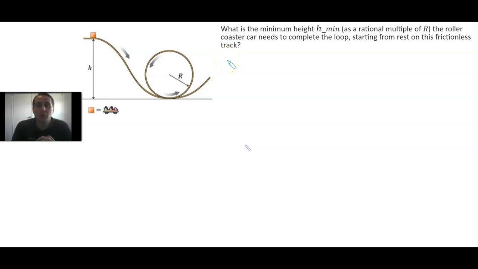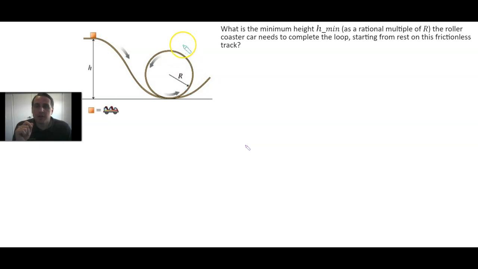Hello, and I would like to perform a calculation, which is a really interesting Physics 1 problem, calculus based, where we have to figure out what is the minimum height of a roller coaster car for its first hill in order for it to achieve a vertical circular loop of radius capital R. And we want to know the H minimum, the minimum height of the first hill, as a rational multiple of R. So that is, as some nice fraction or decimal, multiple of R.